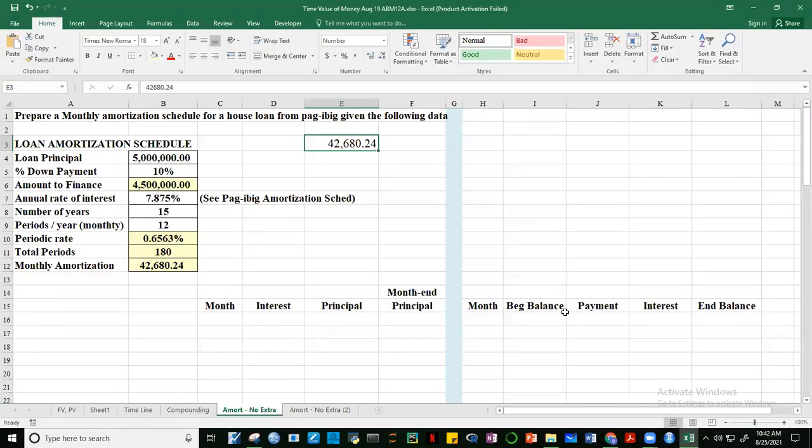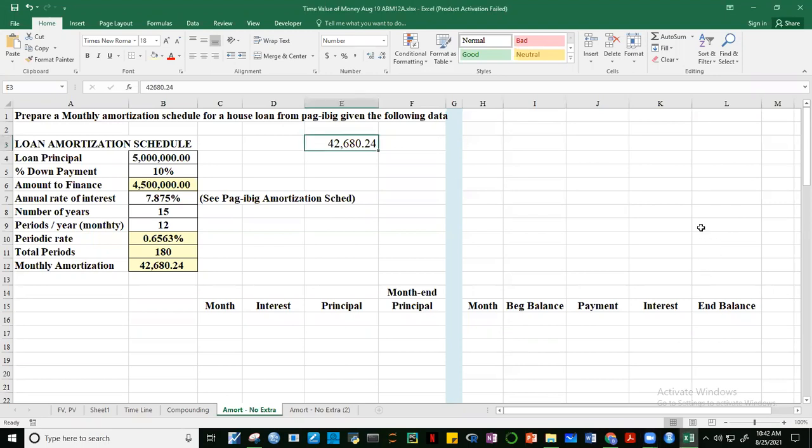Okay, so clear so far, guys? Paki-chat naman please kung okay itong 42,680.24, which jives with the Pag-ibig calculator. Clear naman so far kung paano natin nakuha 'to? Okay, thank you. Thank you.